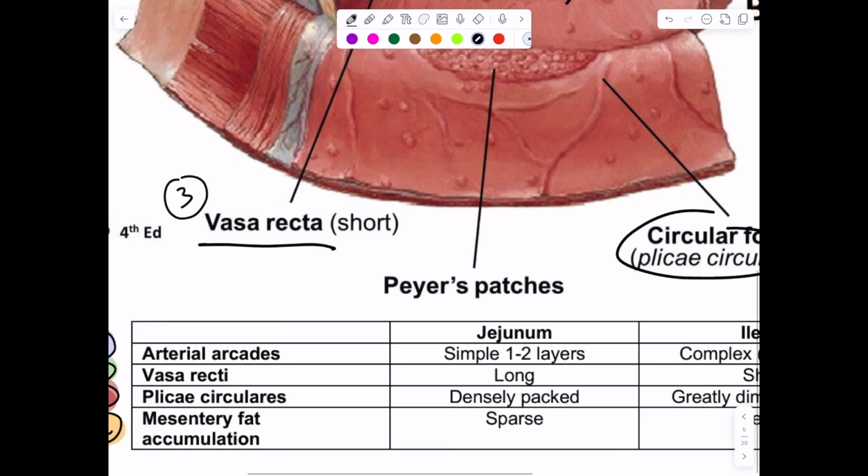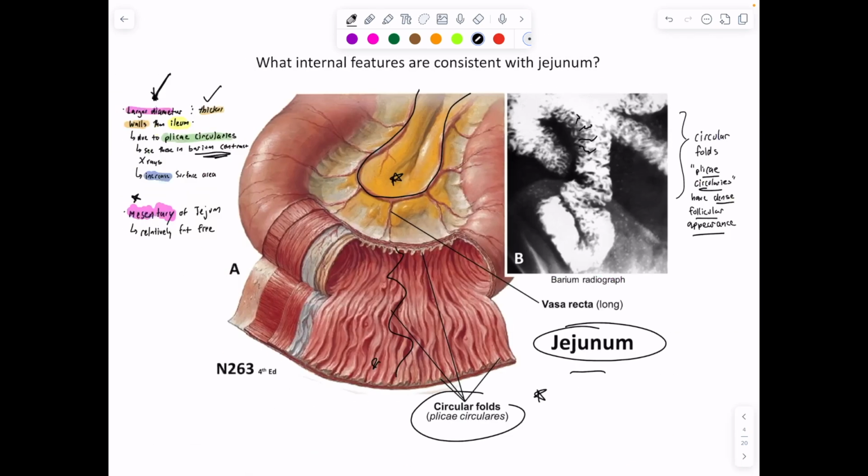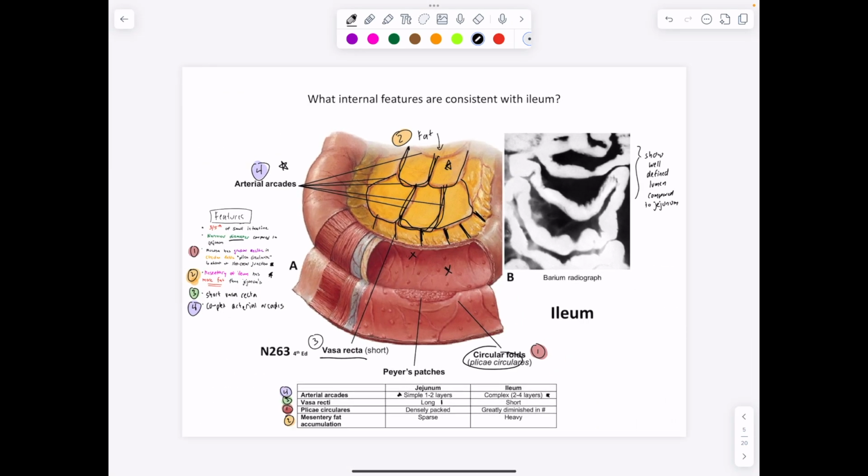And then for the jejunum, it's only 1 to 2 layers, so not a whole bunch of layers like we see here. And then the jejunum has long vasa recti, right? These are the vasa recti on the ileum, they're relatively short, and on the jejunum, they're relatively long, these vasa recti right here. Okay, so simple arterial arcades for the jejunum, and for the ileum, complex arterial arcades. But then notice the barium swallow X-ray with the ileum highlighted. You can see that you don't have the fuzzy appearance, and it's a well-defined lumen in comparison to the jejunum.